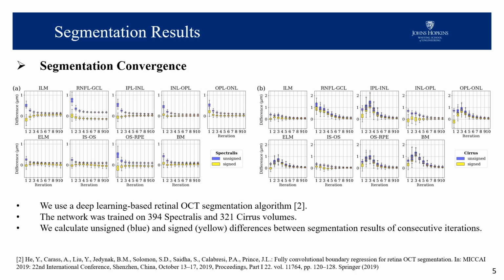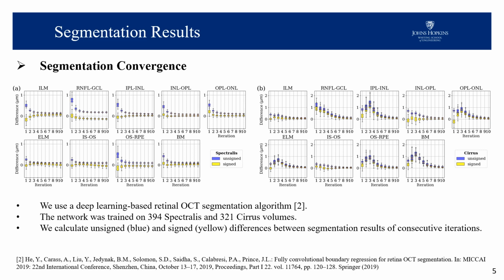We calculate both unsigned and signed difference between segmentation results of consecutive iterations, as shown in both plots in these two figures. The left figure shows the difference results for specialist B scan, and the right figure shows the difference results for series B scan.